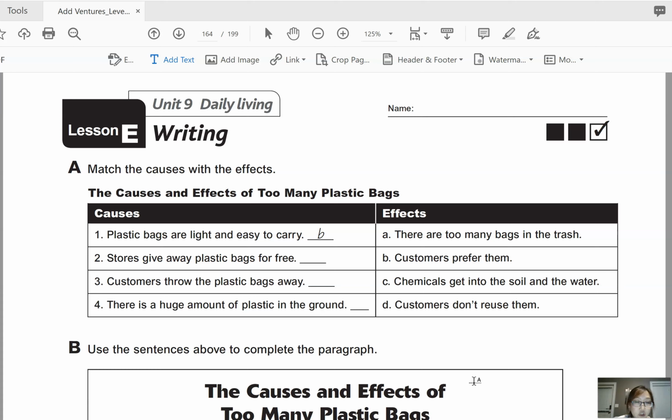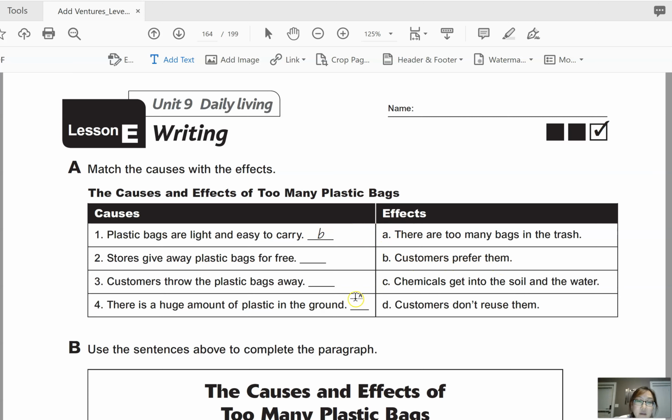Okay, so welcome to part 2 of our lesson, and we are going to look at a worksheet and practice matching causes with the effects. The title of this chart is The Causes and Effects of Too Many Plastic Bags. Let's look at the first cause. Plastic bags are light and easy to carry. The effect is customers prefer them.